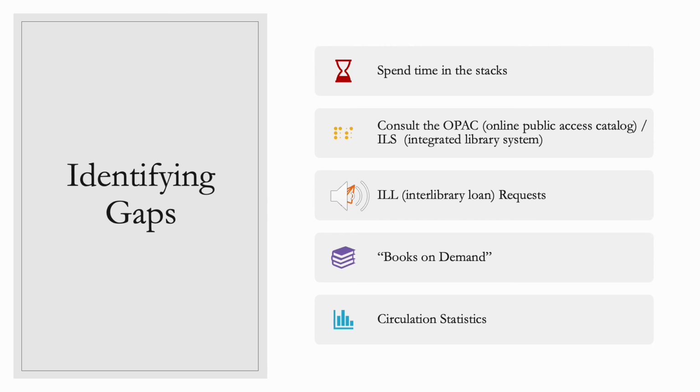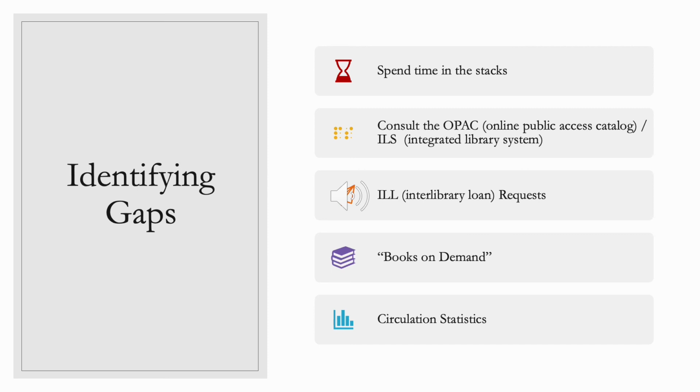Interlibrary loan requests are another piece of data to look at when identifying gaps. If a pattern is noticed where a particular subject is constantly asked for from other libraries, maybe the library should consider adding those materials to their own collection.